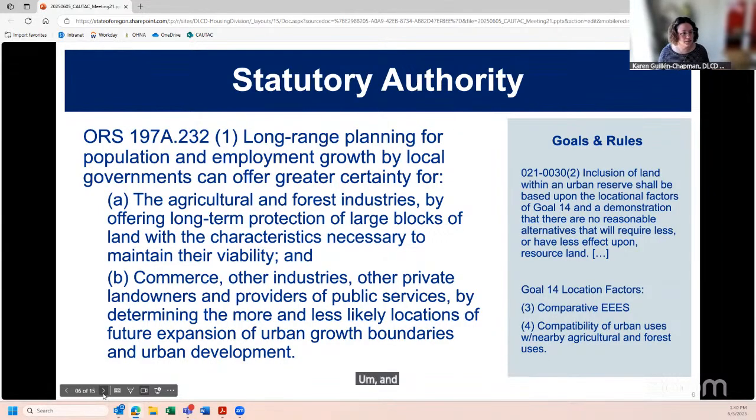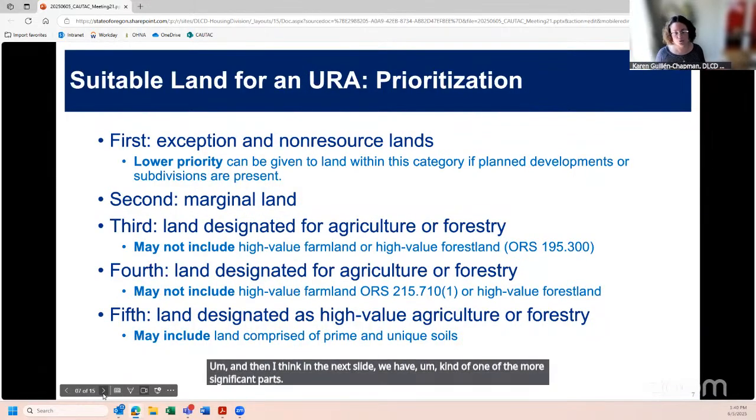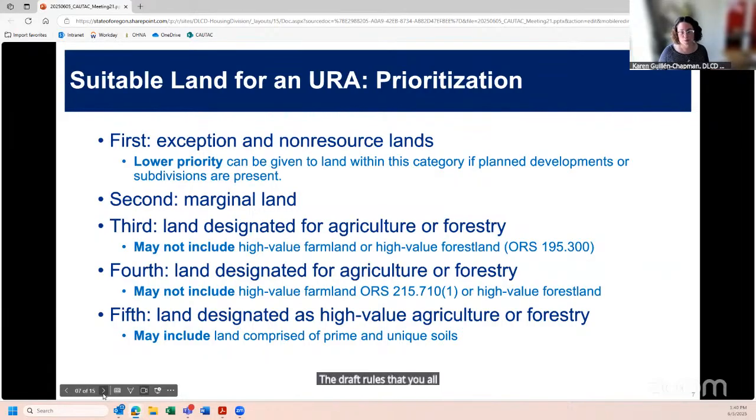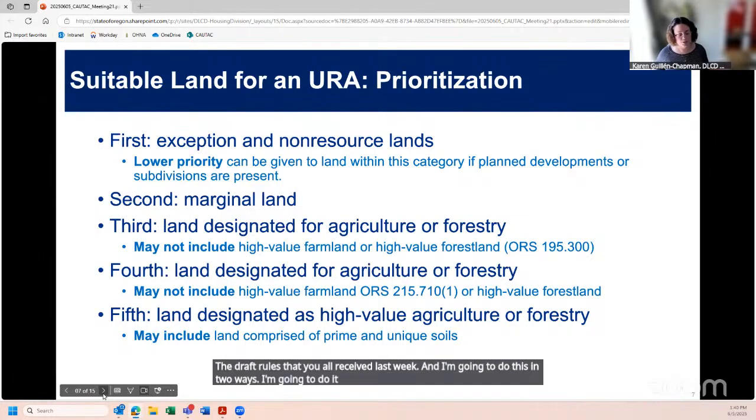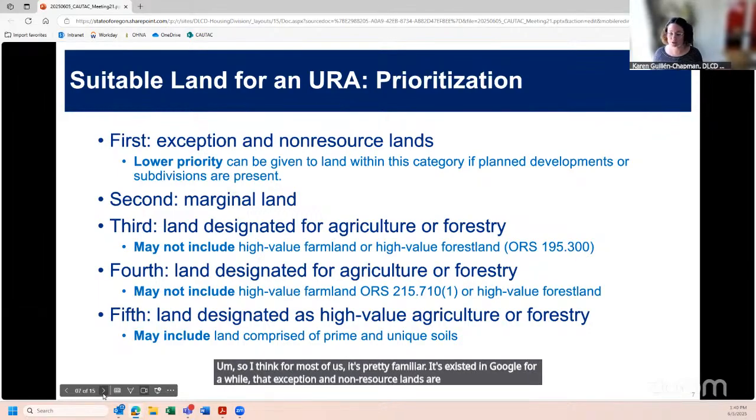And then I think in the next slide, we have one of the more significant parts of the draft rules that you all received last week. And I'm going to do this in two ways. I'm going to do it here in a chronological way, and then I'll do it in the next slide, a visual approach of what does that prioritization look like? What does it really mean? So I think for most of us, it's pretty familiar. It's existed in rule for a while that exception and non-resource lands are our highest priority to be brought in as urbanizable land or considered for long-term planning for urbanizable land.